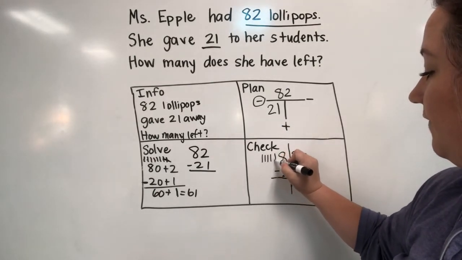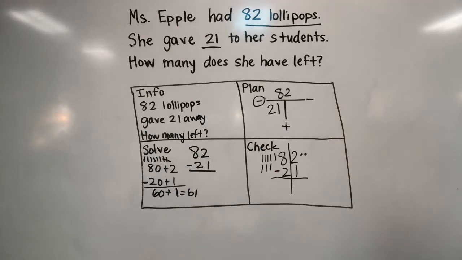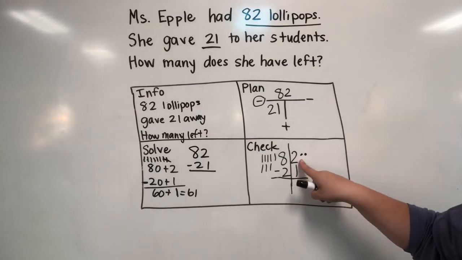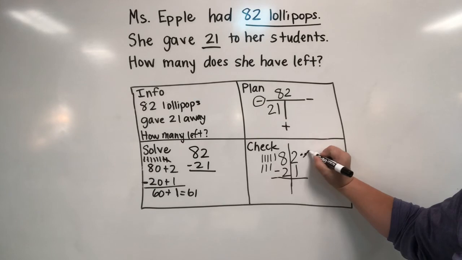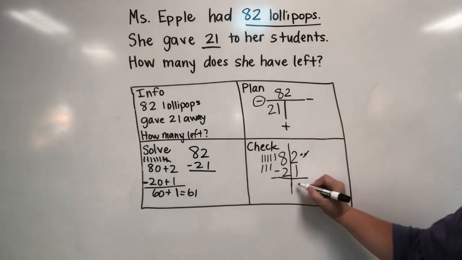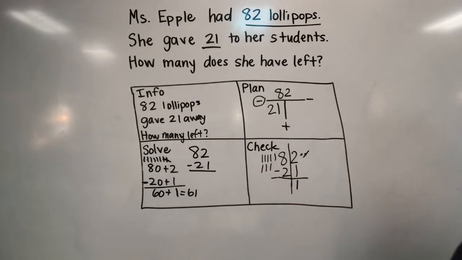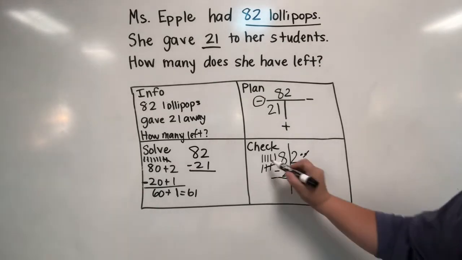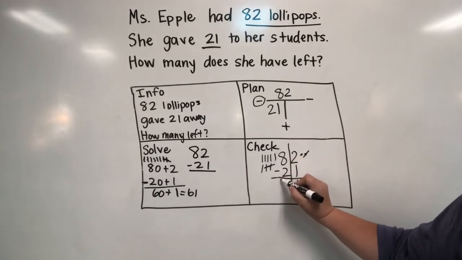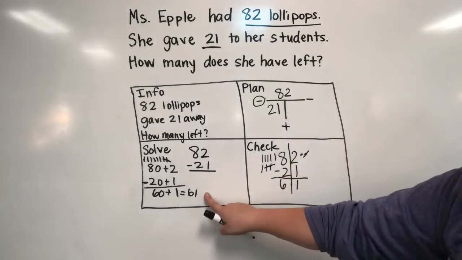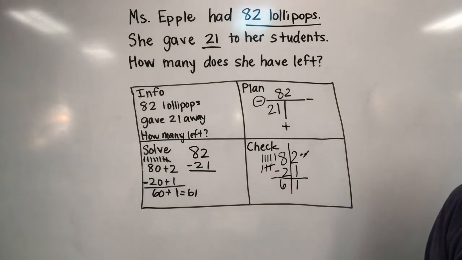1, 2, 3, 4, 5, 6, 7, 8. Okay, and now remember, when we're adding and subtracting, we always start in the ones place. Okay, so I have 2 minus 1. Okay, so I have 2. I took away 1. That leaves me with 1 left. Now I'm going to go to my tens place. I have 8 tens minus 2 tens. Take away 2. That leaves me with 1, 2, 3, 4, 5, 6. 6 tens, 61. My answers match, so that means I solved this problem correctly. And I checked my work to make sure it was correct.